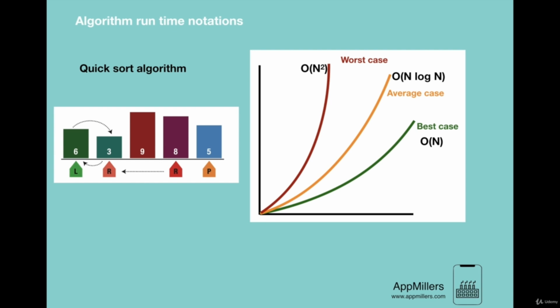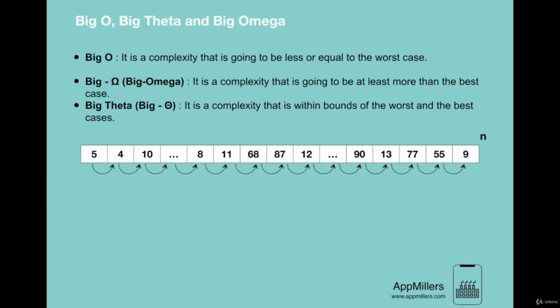Now to express different scenarios of an algorithm, there are three different notations. The first one is big O. It's a complexity that is going to be less than or equal to the worst case. For example, if we want to sort 1000 numbers, big O measures the maximum time we need for this sorting. Let's say we need a maximum of 10 seconds to execute this algorithm. This means that the execution will never exceed 10 seconds. It can be 8 or 9 seconds, but it will never be more than 10 seconds in the case of big O notation.